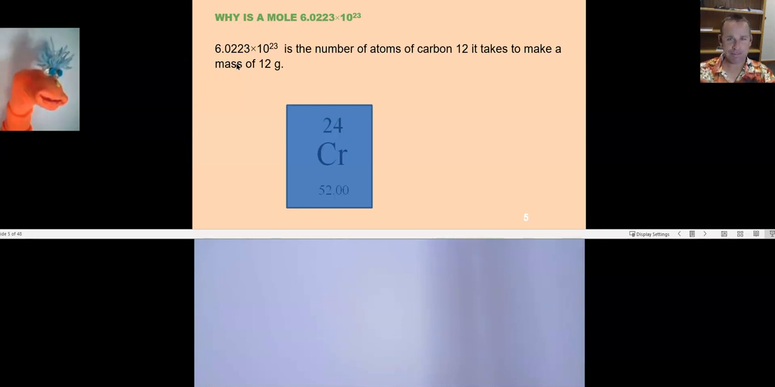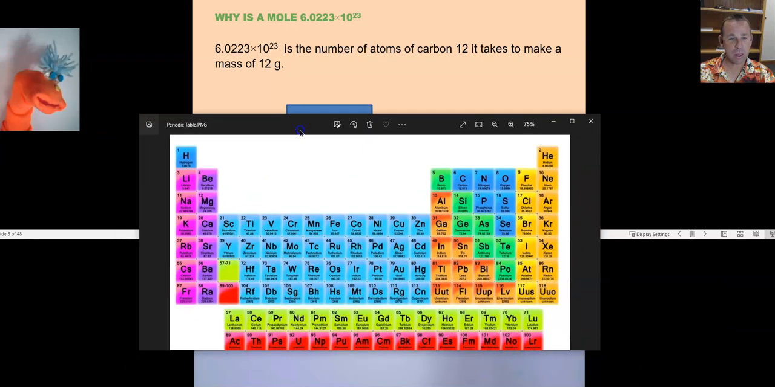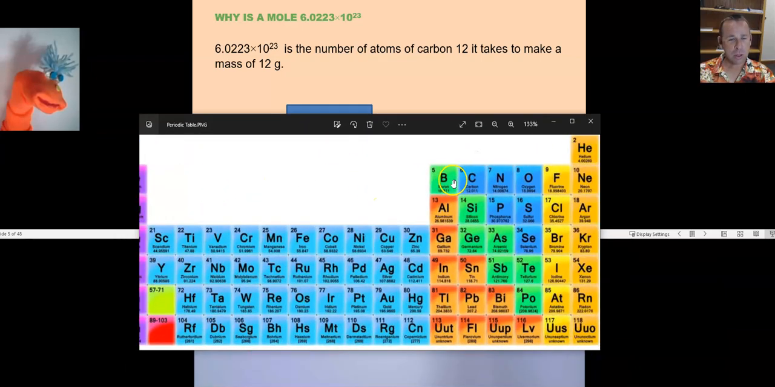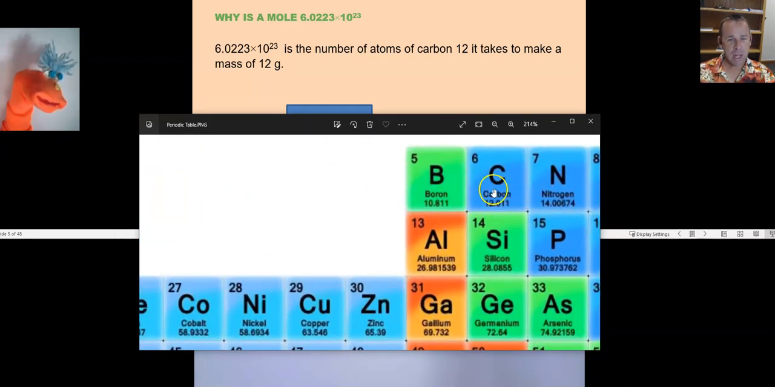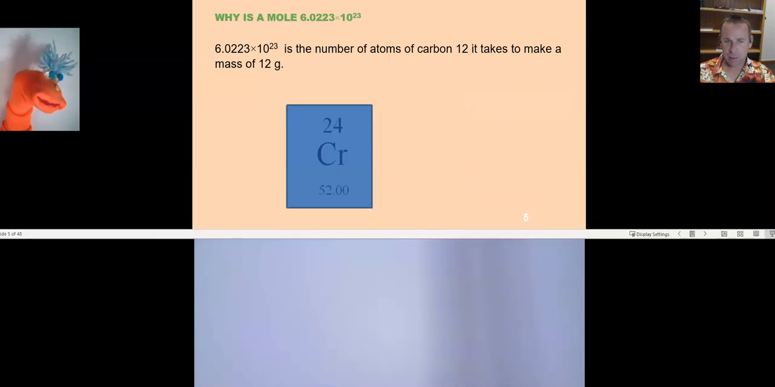Like 12, 12 is what? Well, that's a dozen. 12 is a dozen, and the mole is now what? 6.02 times 10 to the 23rd? That's right, 6.02 times 10 to the 23rd. And the reason we got that number is because if you take 12 grams of carbon 12, the number of atoms that we have is this 6.02 times 10 to the 23rd atoms of carbon.